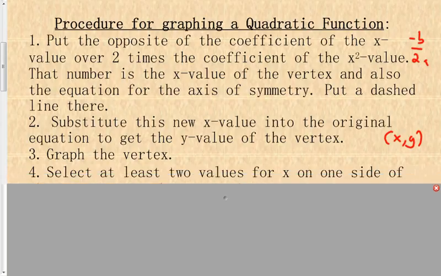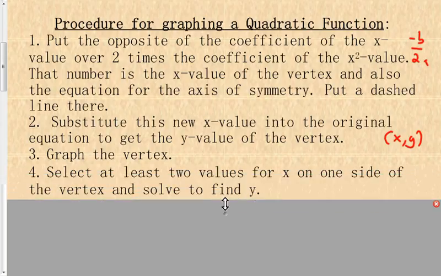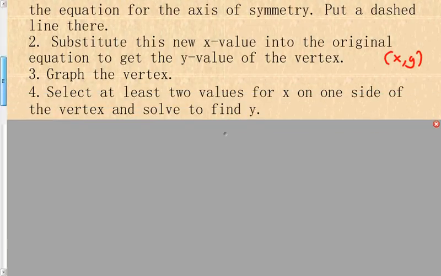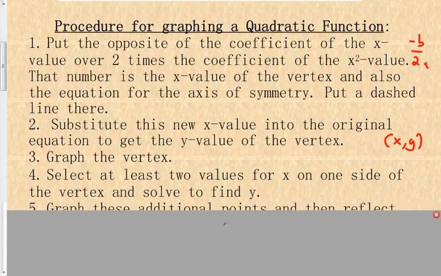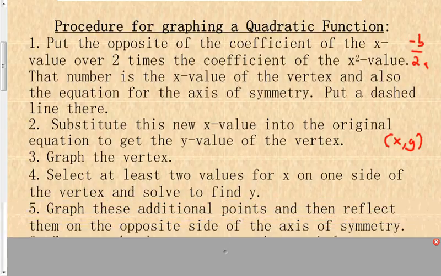And graph the vertex. Now, select at least 2 values for x on one side of the vertex. So, like if the vertex x value is 0, we could do 1 and 2. That's to the right side. And we're going to find those y values. And then they'll give us the right half of it.